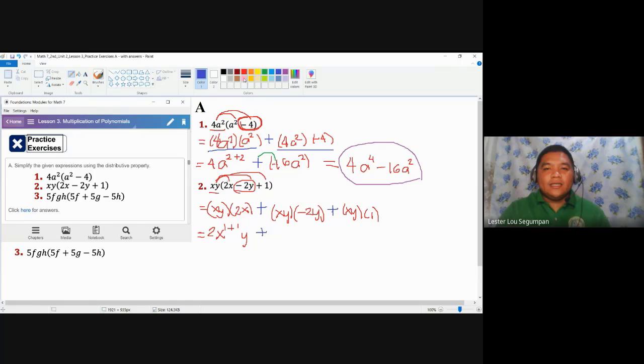Then plus second group. 1 times negative 2, negative 2, and then x has no partner, it stays x. y has a partner, so we add the exponents 1 plus 1. That's it for the second term. And then plus 1 times 1 is also 1. And then you have x, y. So you have this, and then finalize the result. So you have here 2, 1 plus 1 becomes squared, and then y.